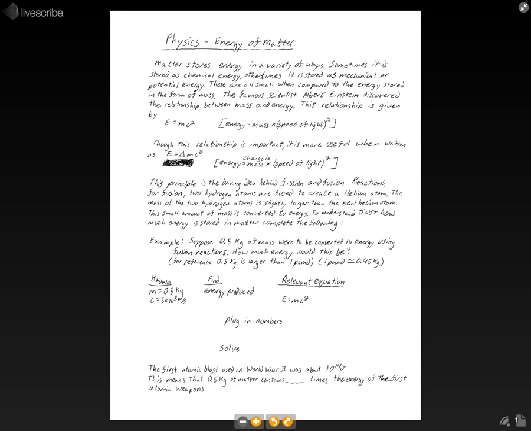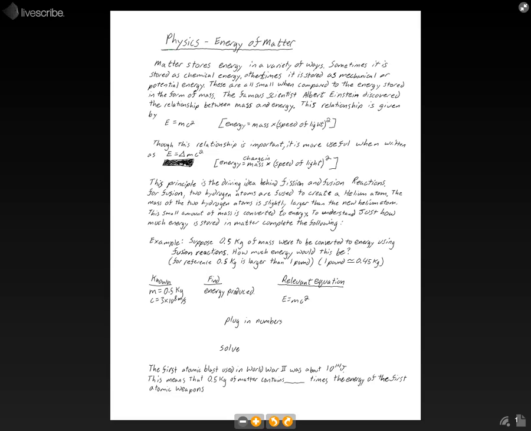Physics, the energy of matter. So matter can store energy in a variety of different ways. Sometimes energy is stored in the form of chemical energy. Other times, like in the example of a spring, it's stored in mechanical energy or potential energy. If you have a wheel spinning or even a whole star spinning around, that's a massive amount of kinetic energy that's being stored in that way.